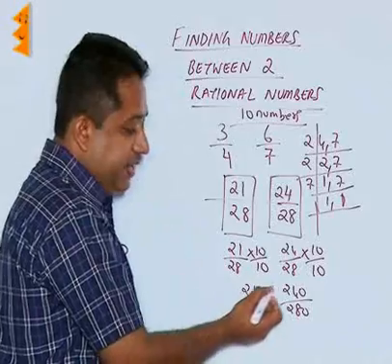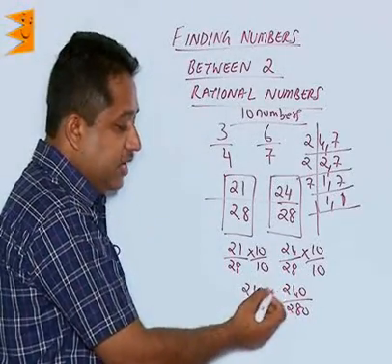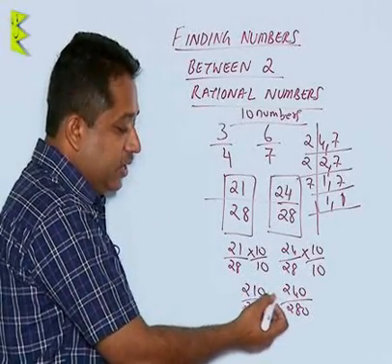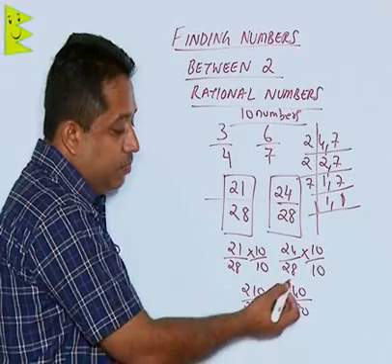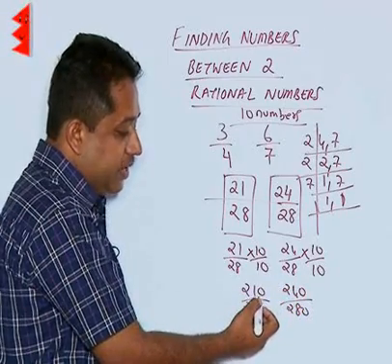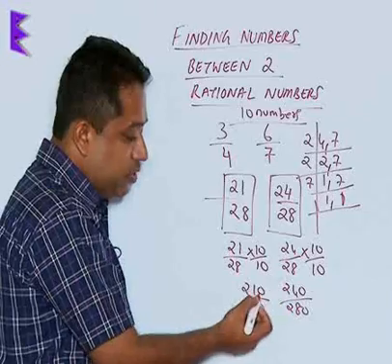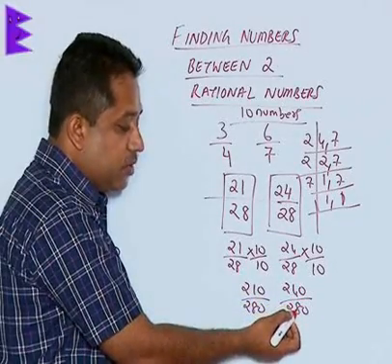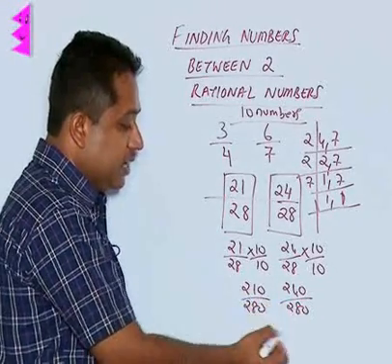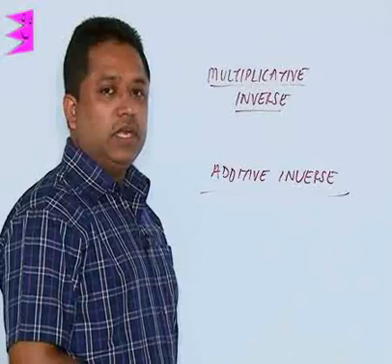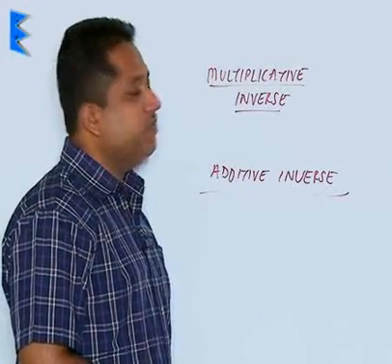And now we find that comfortably we can find numbers between them, from 211 up to 239. That's 29 numbers we can find between them. So obviously any 10 numbers between 210 by 280 and 240 by 280 can be selected and written down as the answer. Multiplicative inverse and additive inverse.